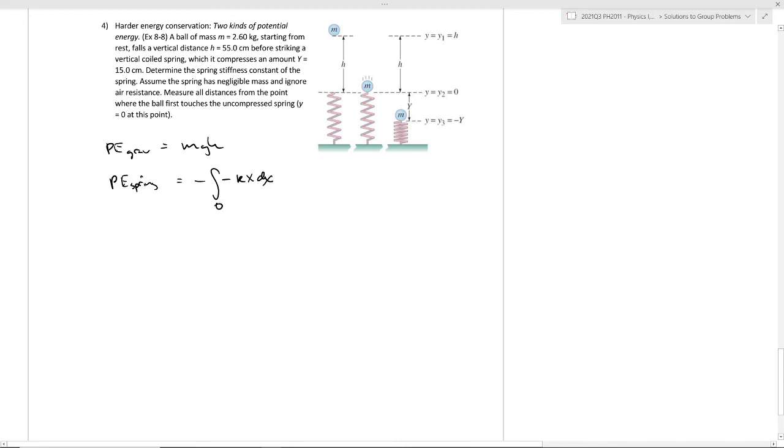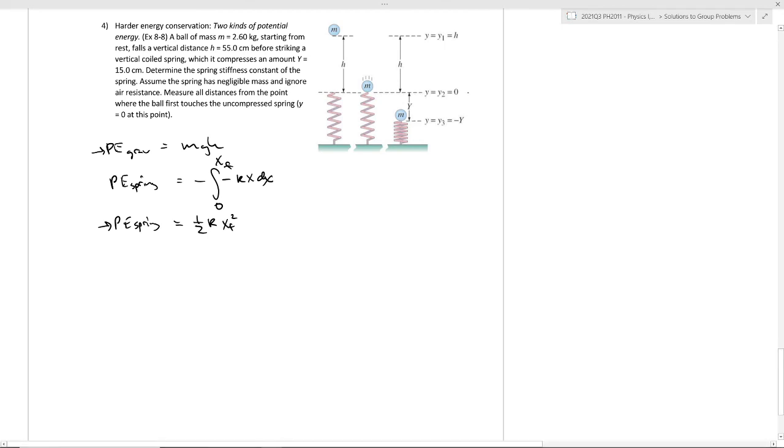And if you do that from some initial spring length to some final spring length, you would find that the potential energy from a spring is 1/2 kx squared. So this problem requires us to make use of both of these types of potential energy. Okay. A couple other things that I would draw your attention to.